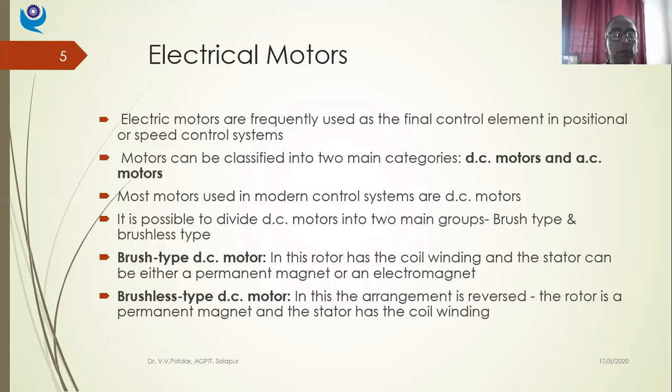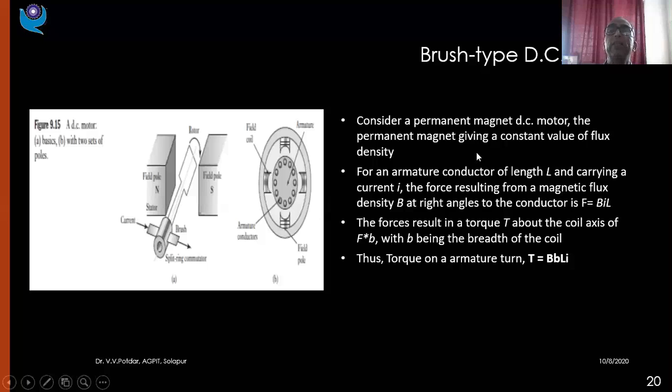And one more type of DC motor is the brushless type DC motor. In this, the arrangement is reversed. Unlike my brush type DC motor, where the stator was a permanent magnet, in brushless type DC motor the rotor is a permanent magnet and the stator has the coil winding. Right? The roles are reversed. In brushless, there will not be any brushes used for supply of power to the armature. So this is brushless type DC motor. We'll see the constructional details of brush type DC motors in the next lecture, friends.